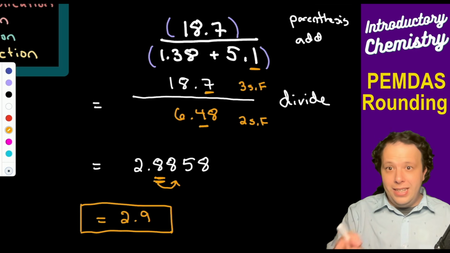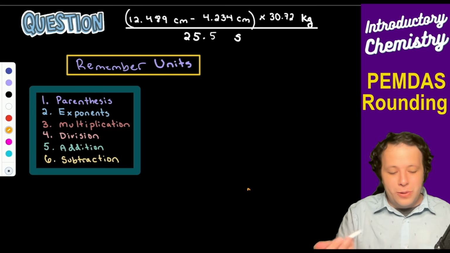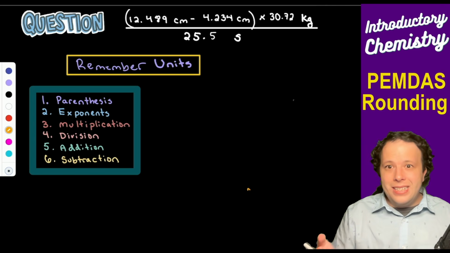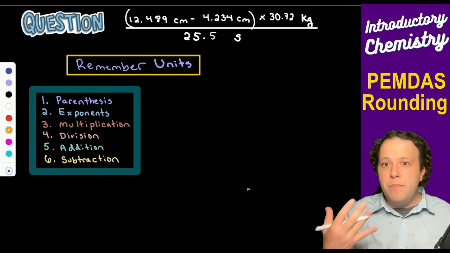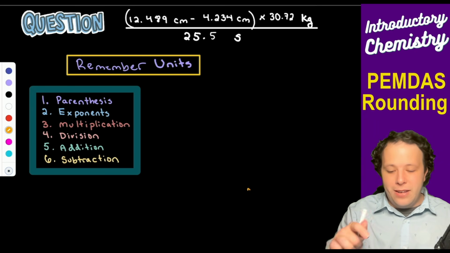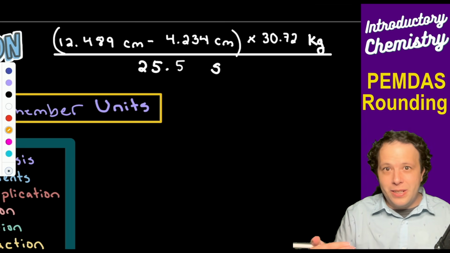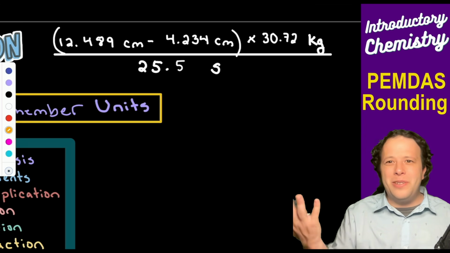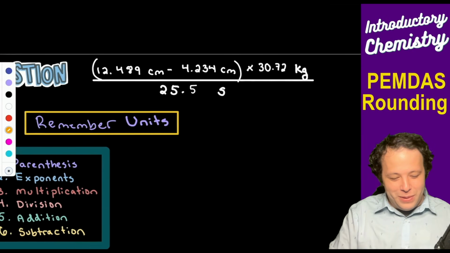Let's do one last example of combined operations with units to show all of it together with rounding. On this last example, we're going to be looking at this problem above. There's a very big problem with multiple steps in it, many different types of units. What we have above is 12.489 centimeters minus 4.234 centimeters times 30.72 kilograms divided by 25.5 seconds. Oh, that's a lot. So we've got to remember our units. That was one of the big tips I put here.